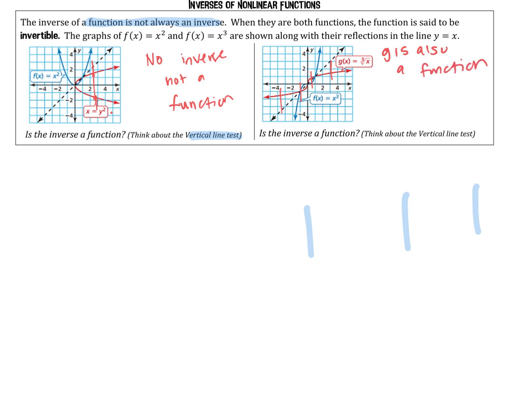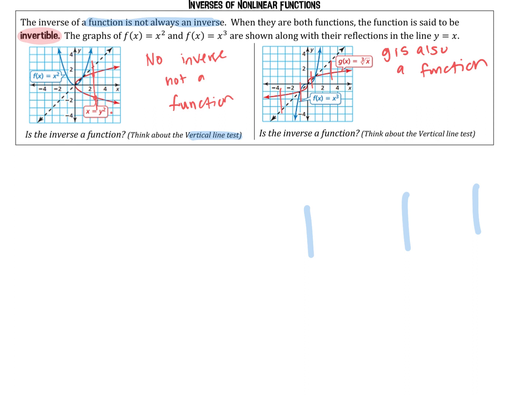And there's a special name when that happens. When a function and its inverse are both functions, they are said to be invertible. Invertibility means both of them are functions. So this will make our lives a lot easier in these cases where we have a function that's invertible, or where we have a function whose inverse is also a function. We don't have to worry about domain restrictions. And that's going to make our lives a little easier.